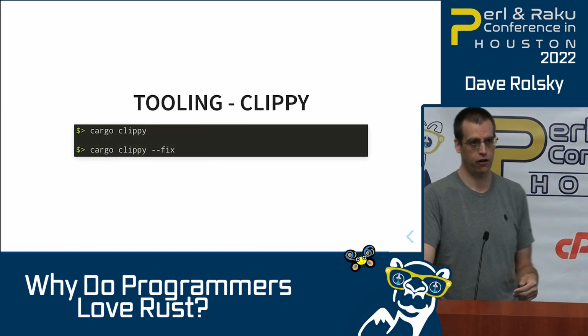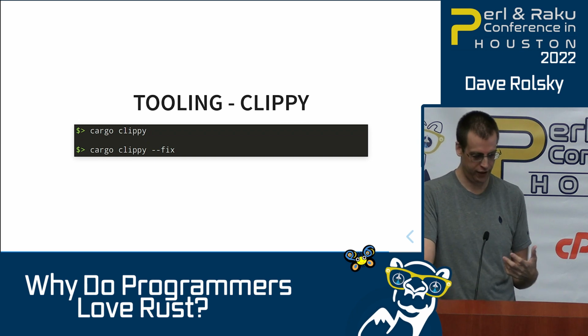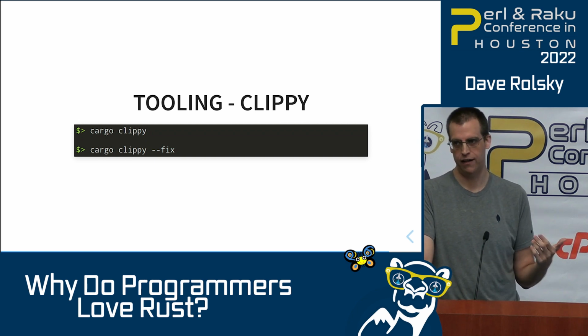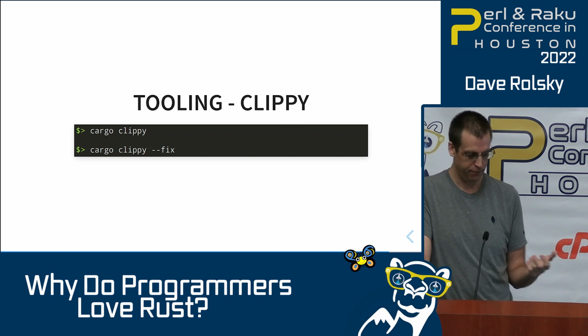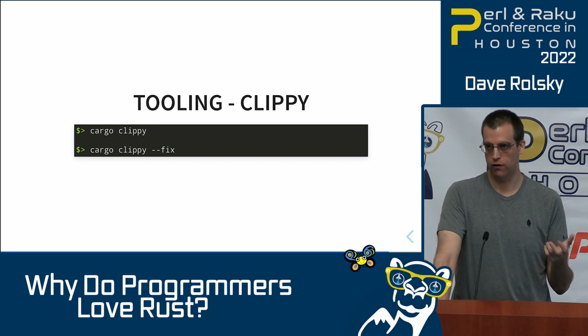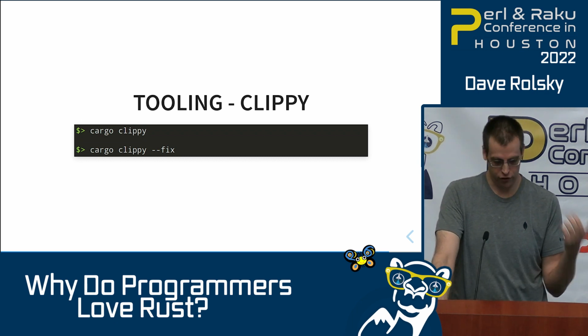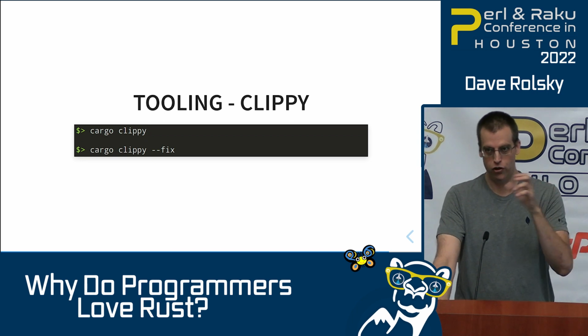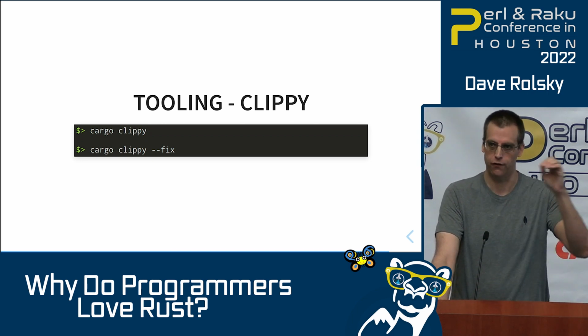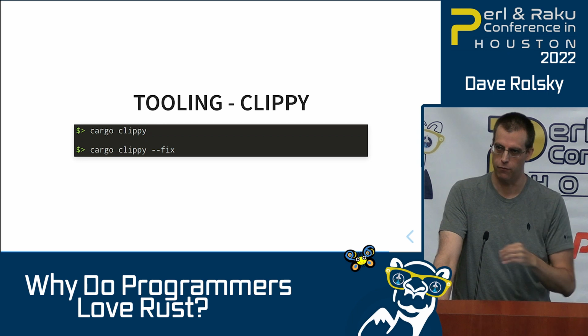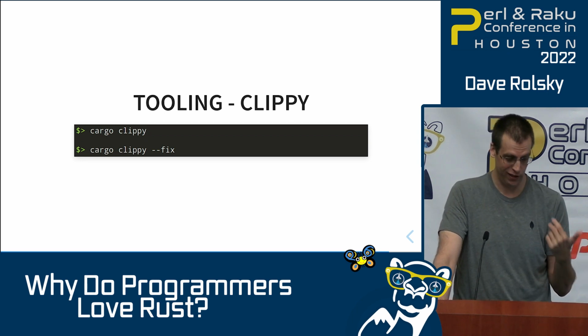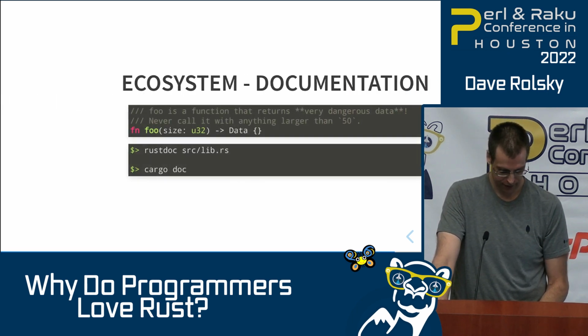You can run Clippy via Cargo. Again, Clippy is kind of like Perl Critic. It's just linting beyond what you get with the default compiler warnings. You can enable and disable lints via the config file. You can also do it directly via comments and blocks. So if you want to disable a lint for a particular block, you can do that. Again, it's really just like Perl Critic in that way.